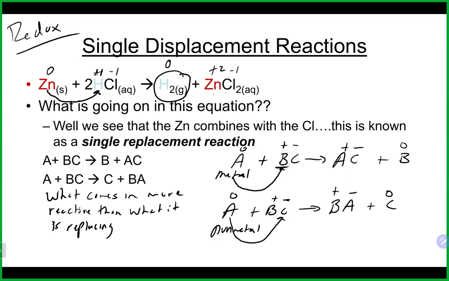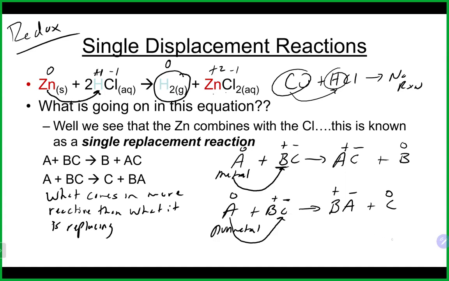Now, if you try this exact same reaction with our friend copper, you will get no reaction occur. And that means copper is less reactive than hydrogen. It cannot replace it. There is actually a list that kind of tells you which one's more reactive or not. And it's what is known as an activity series.